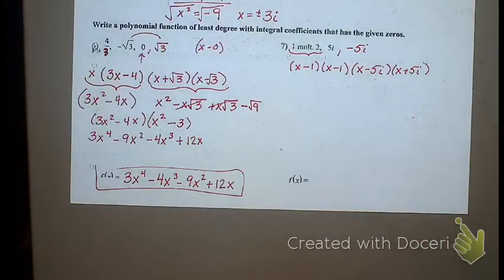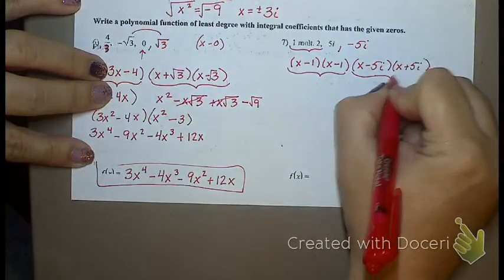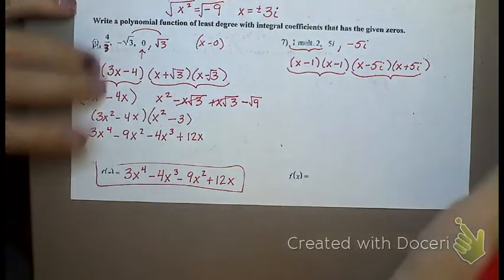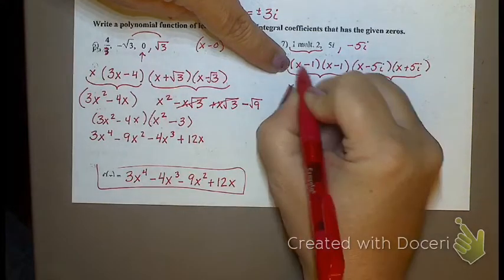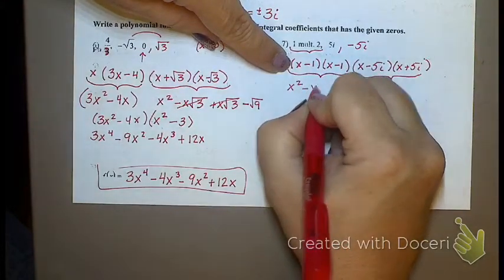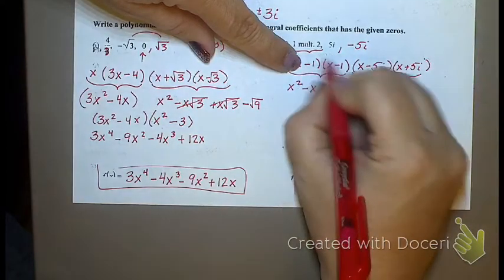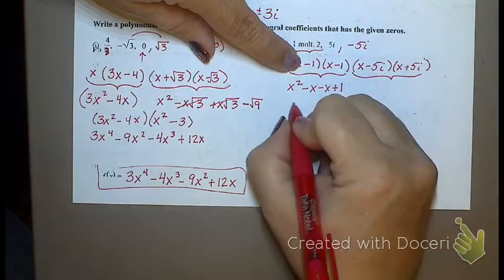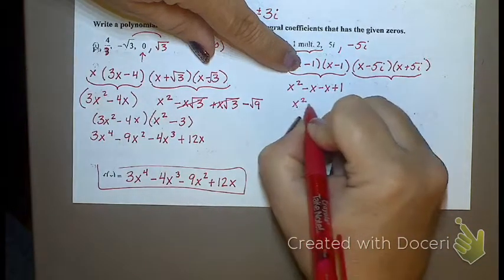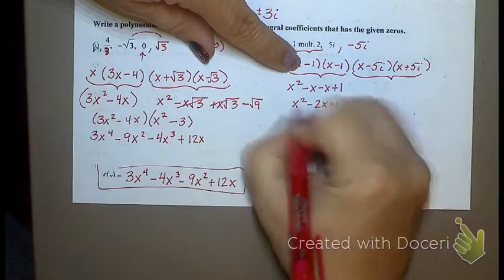So far, so good? Again, I'm going to take 2 at a time and 2 at a time, and then I'll multiply the answers. X times x is x squared. X times negative 1, negative x. Negative 1 times x, negative x. And negative 1 times negative 1, positive 1. That simplifies to x squared minus 2x plus 1.